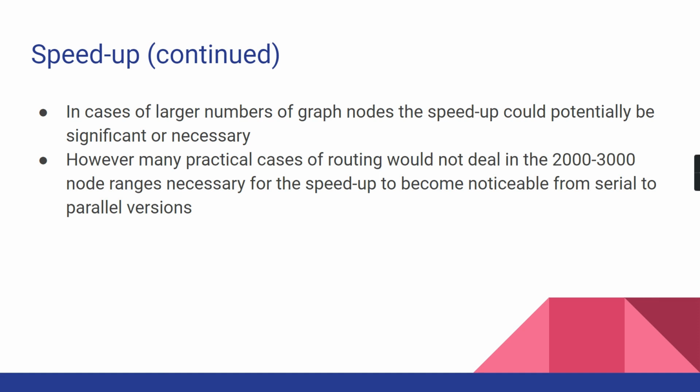So in cases of a larger number of graph nodes, the speedup could potentially be significant or necessary. However, many practical cases of routing would not deal with the 2,000 to 3,000 node range, which is necessary for the serial to become noticeably slower than the parallel version in their testing. However, in a case like a social network, where you have Twitter, Facebook, LinkedIn, Instagram trying to connect thousands of people and suggest followers based on the people acting as nodes, this would probably be significant and may be necessary to help the algorithms run faster.